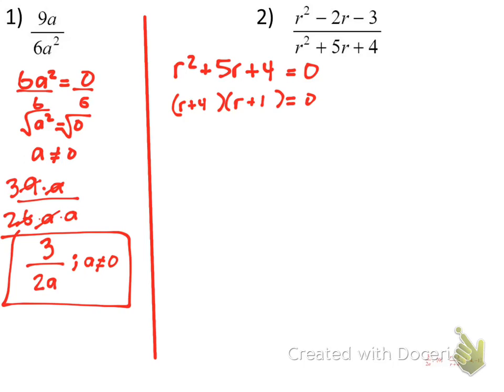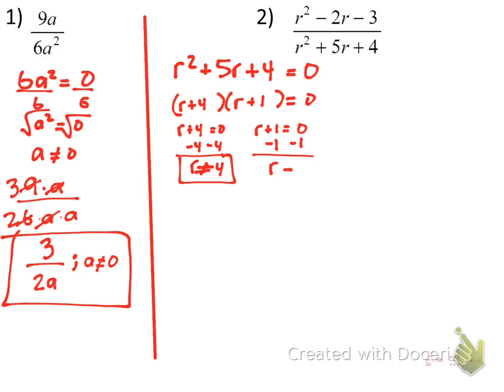Zero product property we've been using. r plus 4 equals 0, and r plus 1 equals 0. Simplify, subtract 4 on both sides on this first one. Get r is equal to negative 4. We know this is an excluded term, so we want to put a little line through the equal sign. And then subtract 1 from both sides here. We get r cannot equal negative 1. If that was the case, this would make our denominator 0, making our expression undefined. We don't want that. Okay, that's step 1.